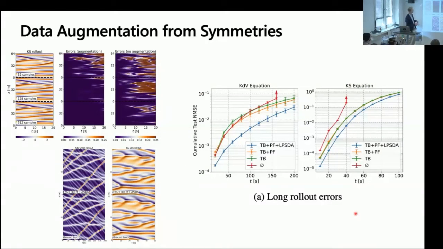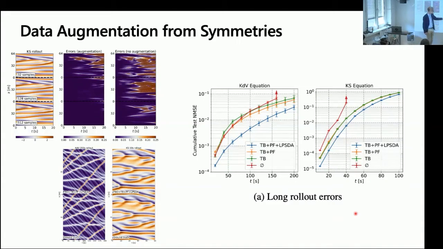So here you see some solutions, a rollout over time. This is space and this is time. Now, it's just very hard to see the differences between them. So if you look at the actual errors, you see that with more samples, if you do augmentation versus no augmentation, the augmented version really has fewer issues with exploding errors if you have a sufficient number of samples that you use.